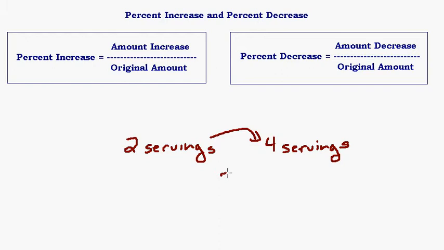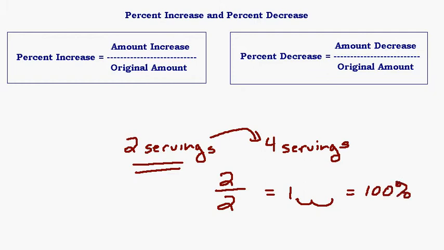Well, again, the amount of increase is 2. You increased by 2 servings here. You went from 2 to 4. Divided by the original amount, which was the original number of servings before the increase, which was 2. Now 2 divided by 2 is 1. And what percent is that? Well, just like any other number, to make it a percent, you move the decimal 2 places to the right, so you end up with 100%. When you take something and you double it, it's 100% increase.